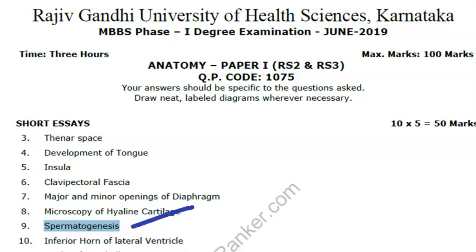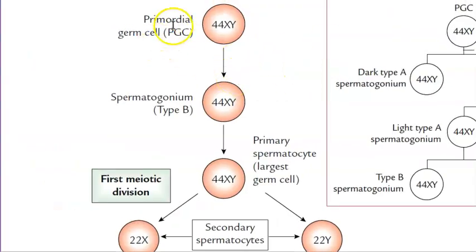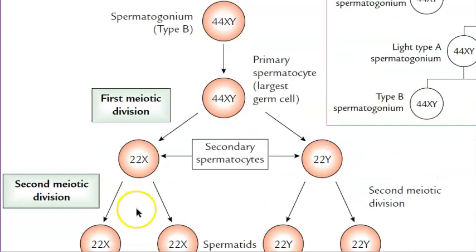Oogenesis, spermatogenesis, etc. They will ask you spermatogenesis, so you should know how the spermatozoa are formed. Here you have the primordial germ cell, then the spermatogonium, then the primary spermatocyte, which is the largest germ cell. It will undergo the first meiotic division to give you the secondary spermatocytes, which will then undergo the second meiotic division.